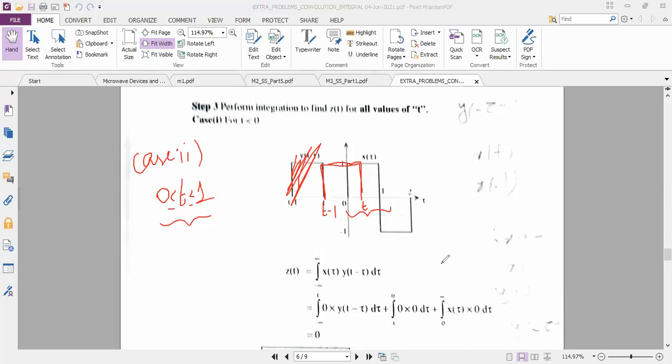Do you remember the problem in the last class partially, so that you will understand this problem easily? Am I right here? Yes, ma'am. So now you tell me, what is the overlapping position here? 0 to t. Very good.